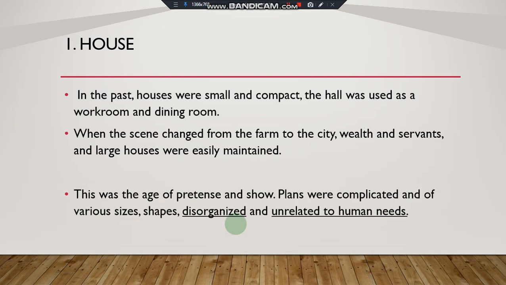Anong ibig sabihin ng disorganized? The space interrelationship hindi pinag-aralan wherein hindi ka convenient na tumira doon. Halimbawa, banyo, it should be in close proximity or malapit saan? Sa bedroom. Okay? So, nung unang panahon hindi iniisip yan na dapat malapit lang, no, para maging convenient ka. So, linalayo nila. Say, kitchen and dining area relationship. Nung unang panahon, hindi sila magkalapit. No? And so on and so forth. Unrelated to human needs. Hindi siya naka-design for human needs. No? That's why the comfort, wala siya nung panahon.